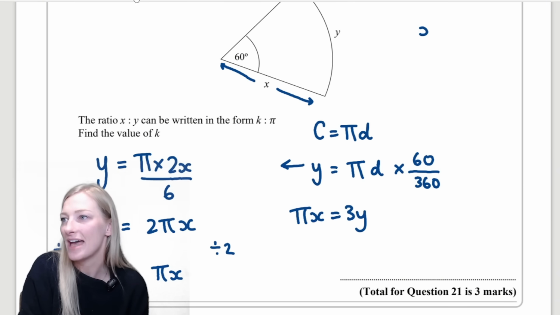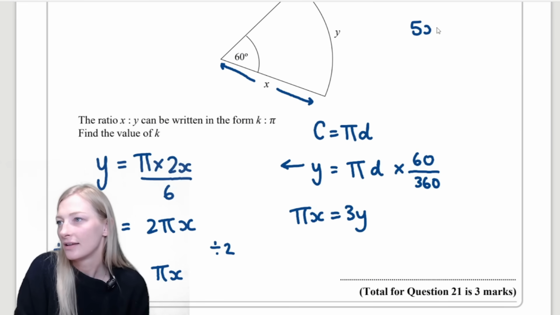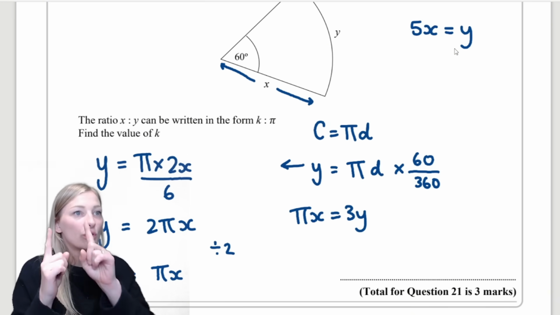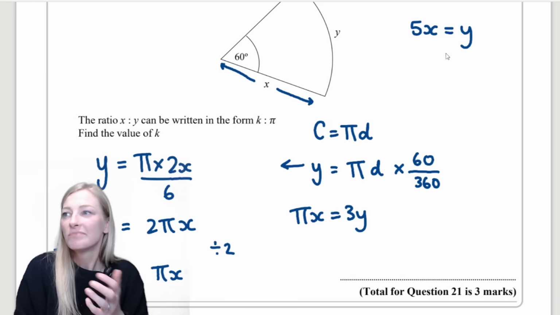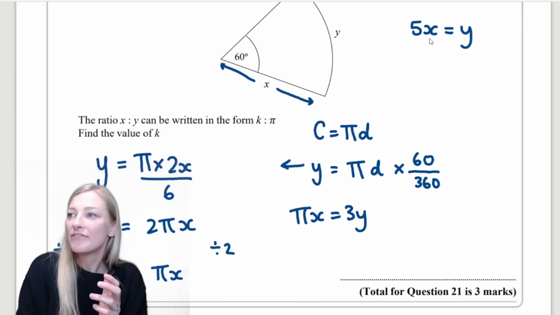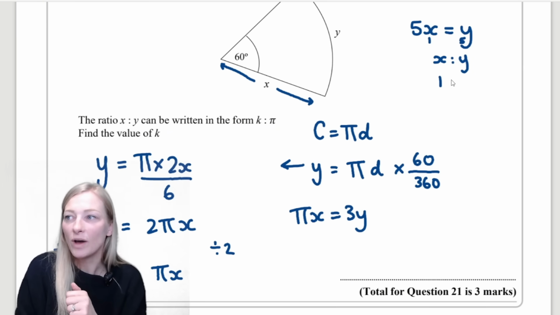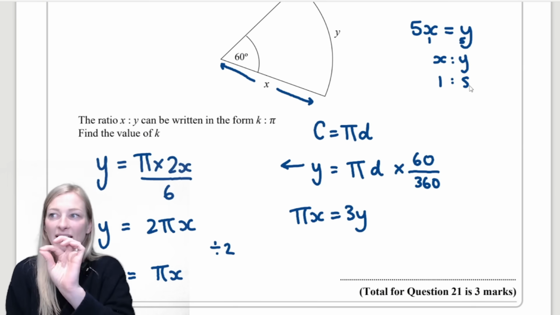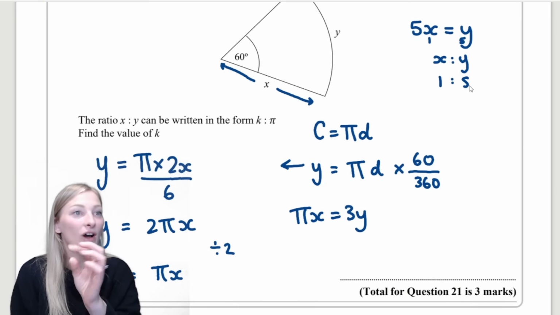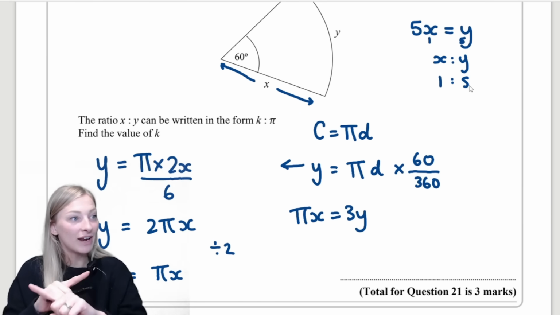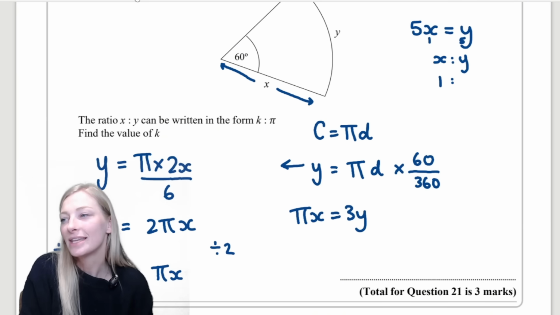Let me go 5x equals y. Can you think of 2 numbers that would satisfy that equation? Let's keep it nice and simple. If x was 1, y would need to be 5. And so the ratio x to y would be 1 to 5 because any value of x is being multiplied by 5 in order to get y. So actually, if the equation is one way, the ratio, you can switch it. There's other ways of doing it, but that's how it works best in my head.